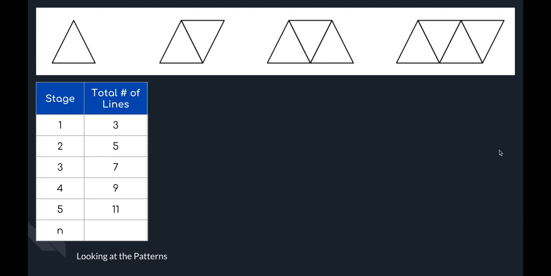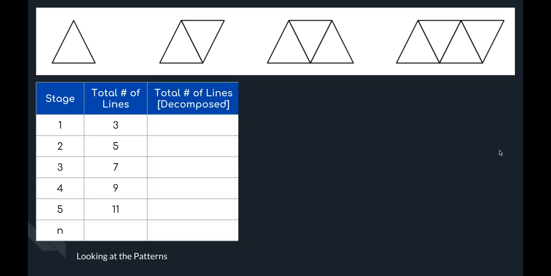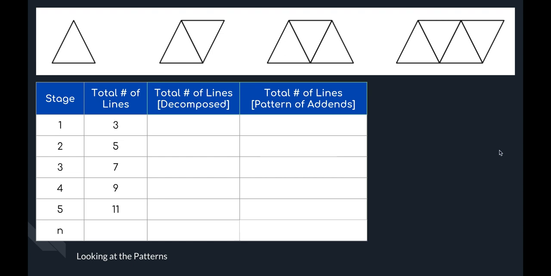To be able to do that, we're going to have to extend our table. So the next column that I'm going to add is going to be that decomposed number. It's going to be the total number of lines, but decomposed as we might see it in an elementary school classroom. We'll start with that first value, 3. We'll also be doing the total number of lines as a pattern of the addends.